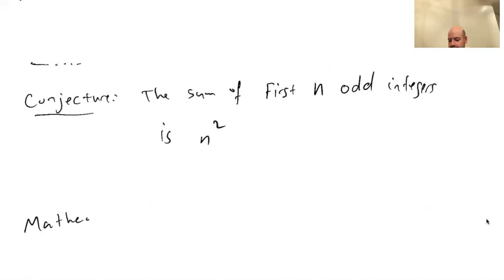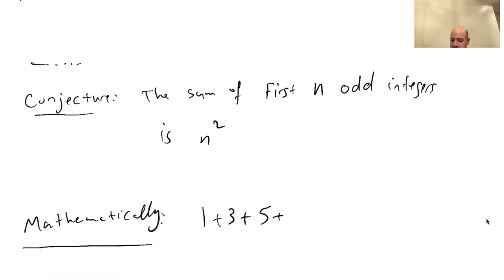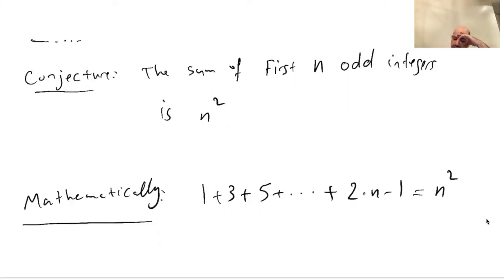Mathematically, we could write this as 1 plus 3 plus 5. The nth odd integer will be, for example, the second odd integer is 3, which is 2 times 2 minus 1. Third odd integer is 5, which is 2 times 3 minus 1, and so on. The nth odd integer will be 2 times n minus 1, and the result is n squared. The sum of 1 plus 3 all the way to 2n minus 1 is equal to n squared.